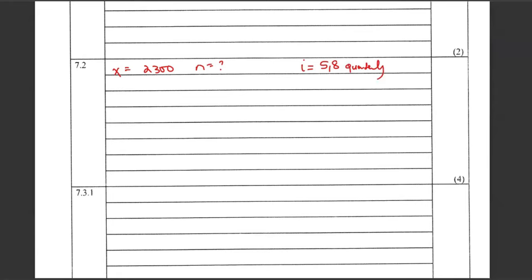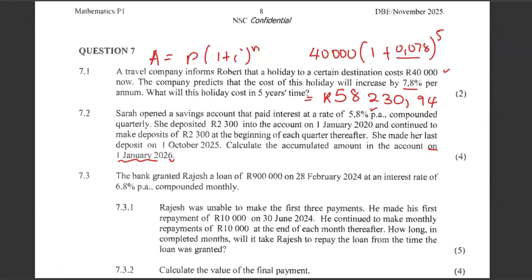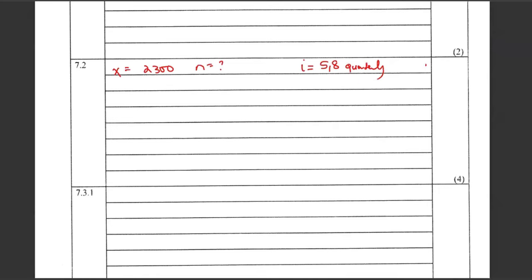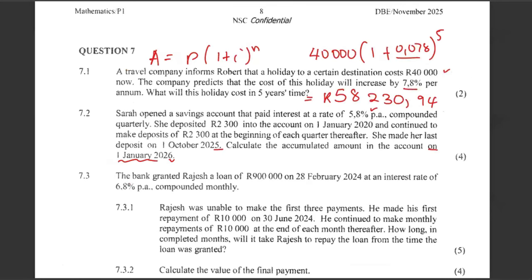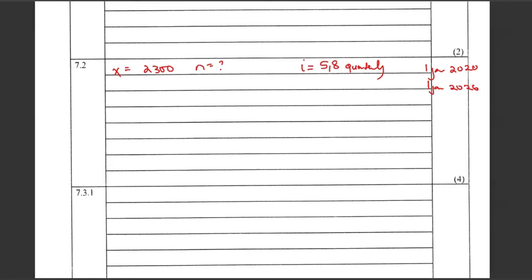Okay. And then what else do we have? 1st January 2020 and then 1st October 2025. So we need to know how many years they are. Okay, this is 1st January 2026, but there is October there, okay? I'll say 1st October 2025.